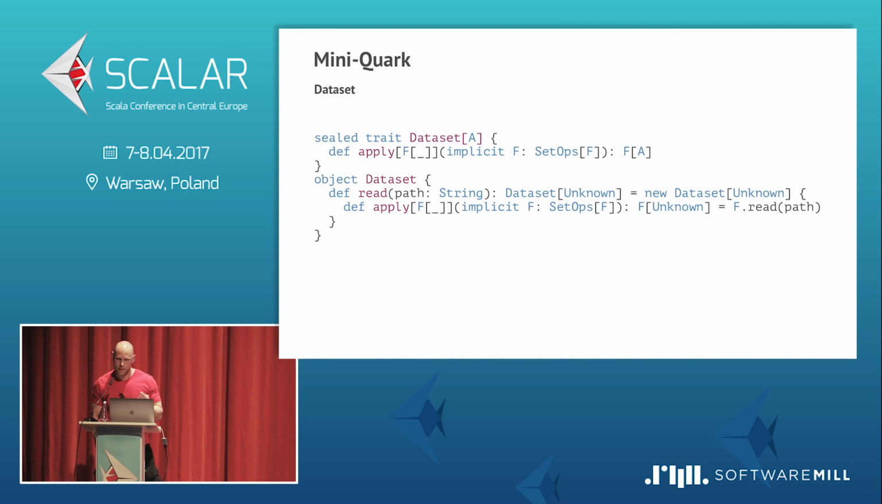We can construct a notion of a data set. What is a data set? Well, a data set is something that if you give it a setops, any setops f, it can return you an f of a. So a data set of a is something that given a setops f can return an f of the thing that the data set holds. And given this definition of a data set, we can construct a helper function in the companion object for data set that says read from this path and return a data set of unknown. How are we going to implement that? Well, in straightforward fashion, we're just going to define the apply method, and it's going to use the read method inside of setops, which of course returns an f of unknown.